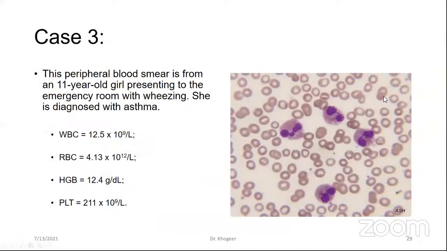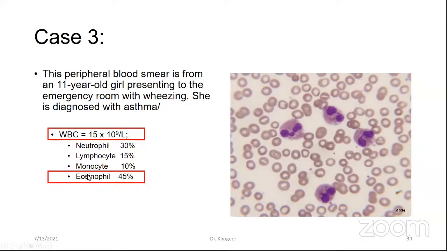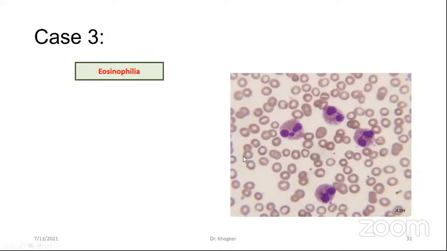Case 3. This peripheral blood smear is from an 11-year-old girl presenting to the emergency room with wheezing, and she is diagnosed with asthma. Her CBC showed a high white blood cell count, and as you can appreciate here, eosinophils. Her peripheral blood shows a lot of eosinophils because her differential, or the leukocytosis, is characterized by increased eosinophils. So this patient has eosinophilia, and eosinophilia can be primary or secondary.